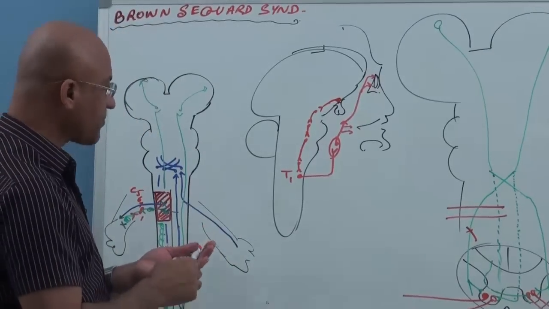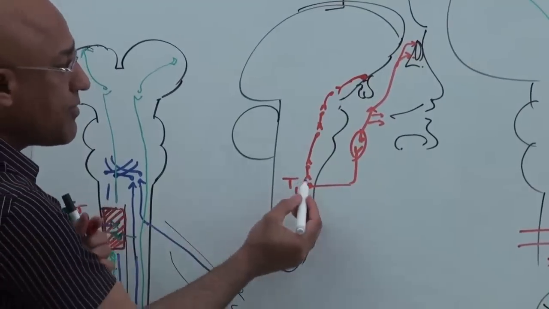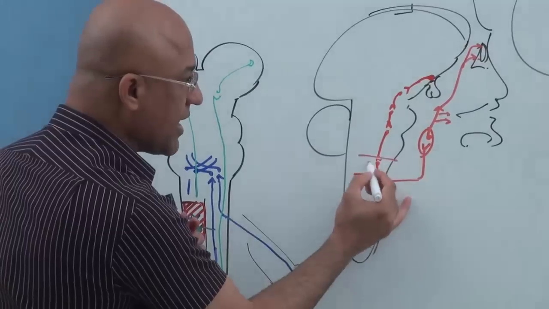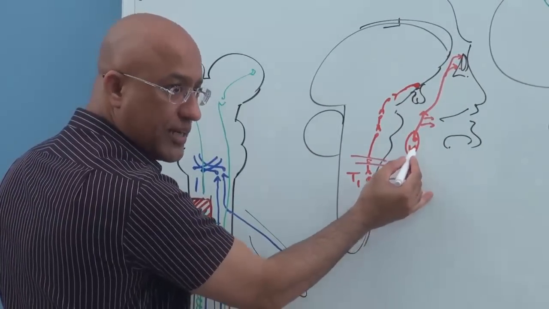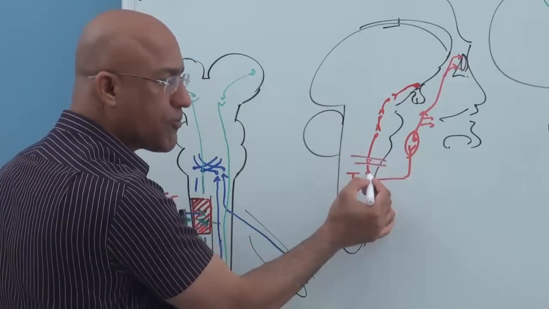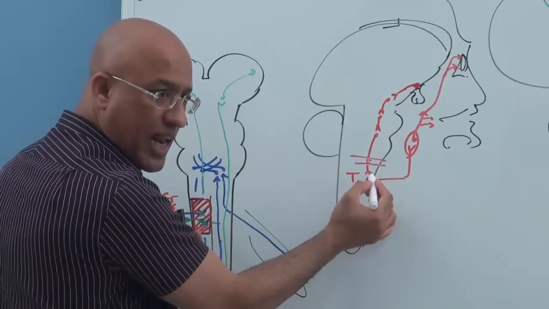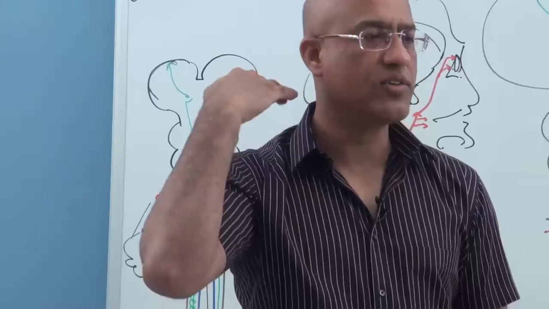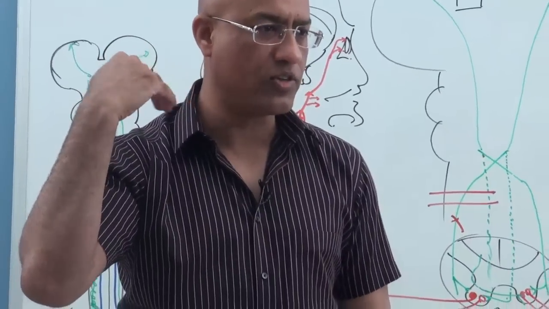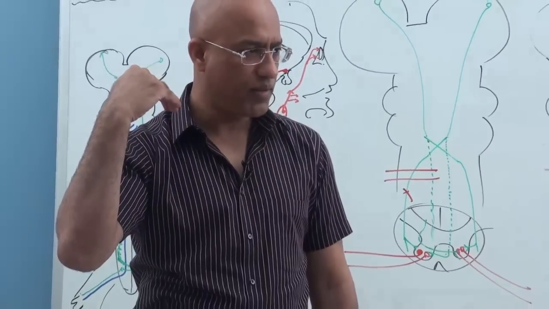Now what happens? If the lesion is above T1, for example here, then the T1 fibers of sympathetic outflow have lost the stimulation from the upper level. Is that right? Now in my example I was telling that the damage was at C5, 6, 7, 8, T1.